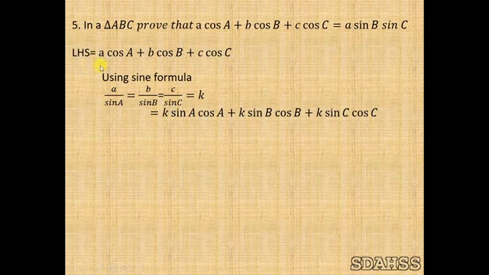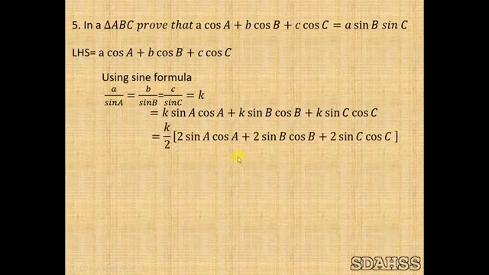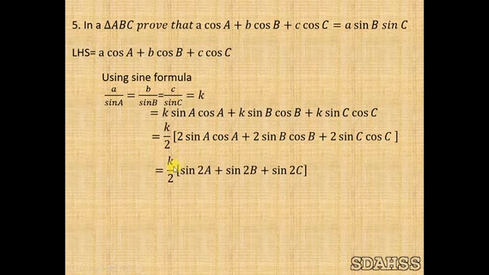That is equal to, in the place of A you have to write K sin A cos A, plus in the place of B you have to write K sin B cos B, plus in the place of C you have to write K sin C cos C. Multiply the numerator and denominator by 2. Then you have K by 2 into 2 sin A cos A plus 2 sin B cos B plus 2 sin C cos C. Multiply the whole equation by 2 and divide by 2, then K by 2.